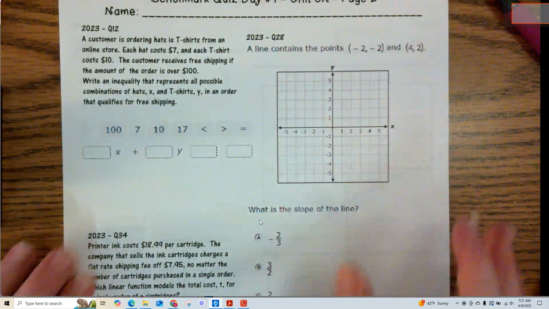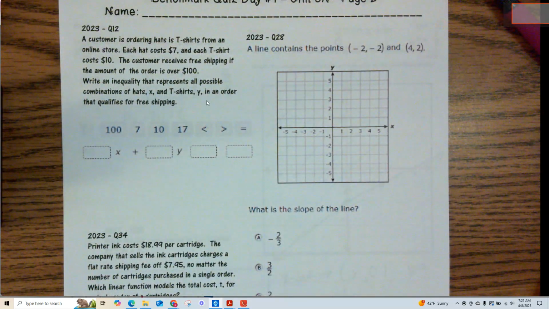All right, next page here. Starting off with a word problem. A customer is ordering hats. Should say hats and t-shirts from an online store. Each hat costs $7 and each t-shirt costs $10. The customer receives free shipping if the amount of the order is over $100. Write an inequality that represents all possible combinations.